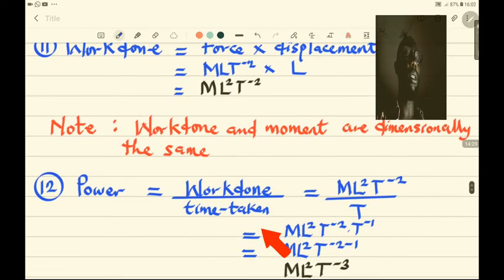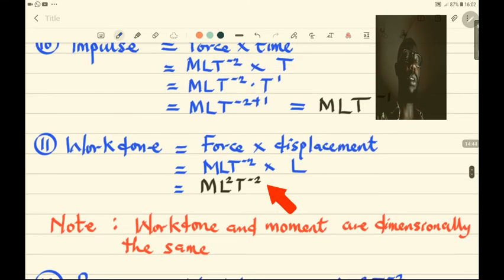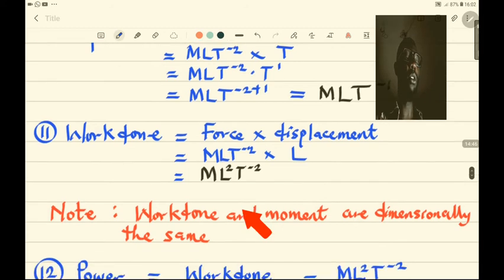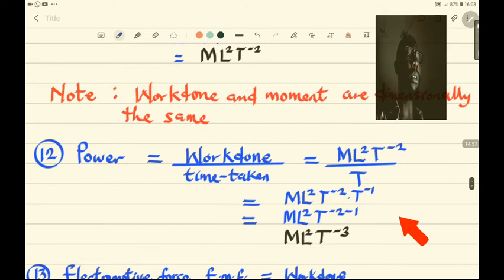Now, next is power. Power is the ratio of work done to time taken, that is work done over time. We have done the dimension for work done somewhere up here. The dimension for work done is ML^2T^-2, so you just write it directly in the position of work done, ML^2T^-2 over T.